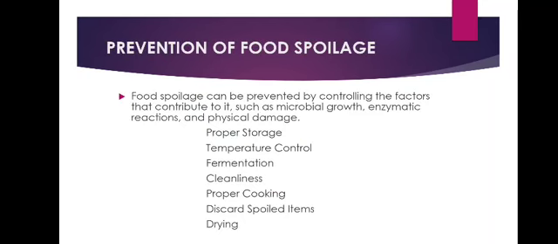Next, what are the preventions of food spoilage? Food spoilage can be prevented by controlling the factors contributing to microbial growth, enzymatic reactions, and physical damage. Proper storage refers to storing food particles or cooked food in a proper environment without any contamination by spoilage microbes. Temperature control indicates storing food at a moderate temperature.